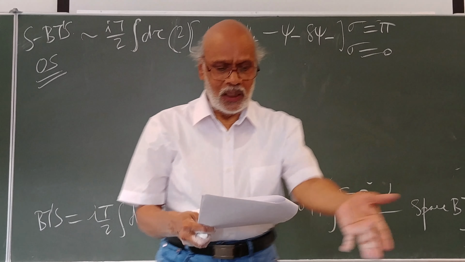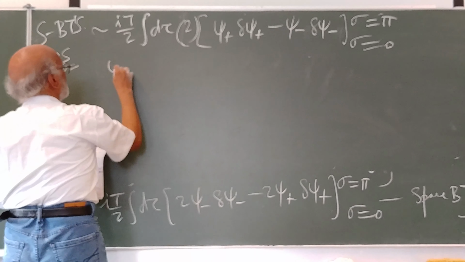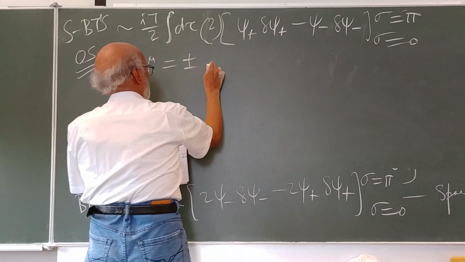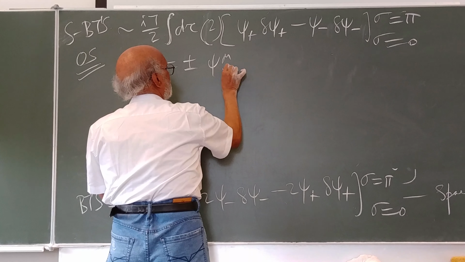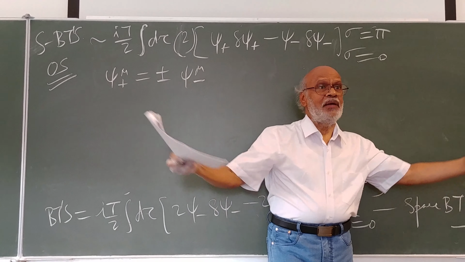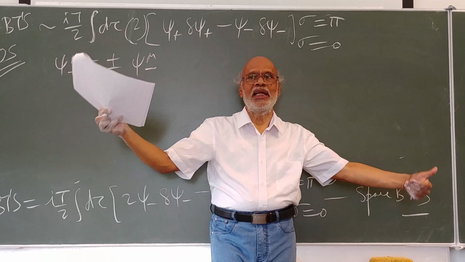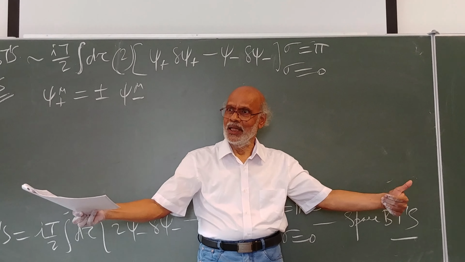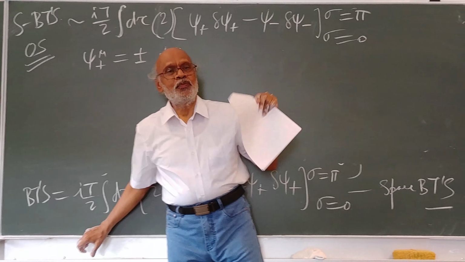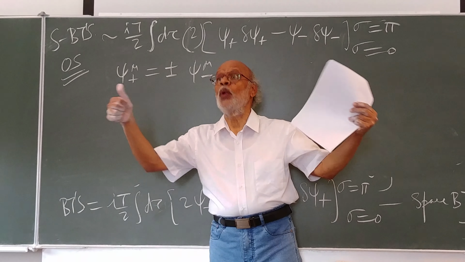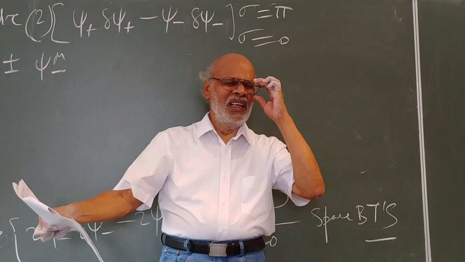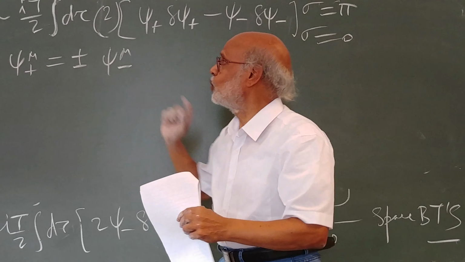So one choice is psi mu plus is plus minus psi mu minus. You see, in the open string we have two ends, one at sigma equal to 0, one at sigma equal to pi. So we have to choose these boundary conditions at the two ends, because both ends are free.